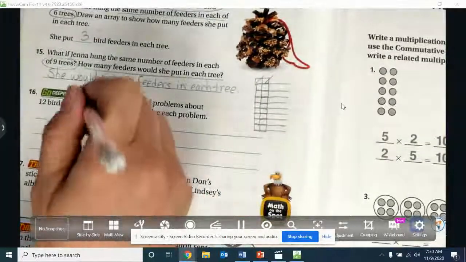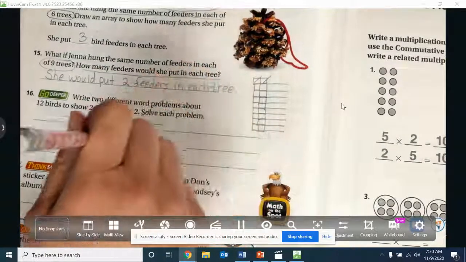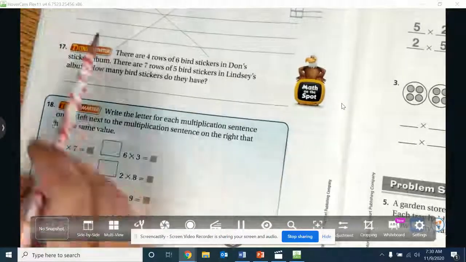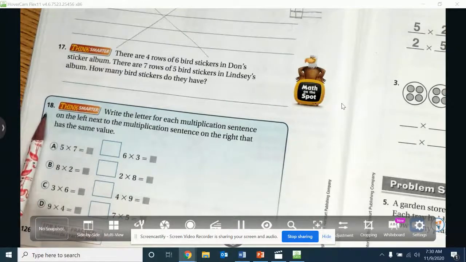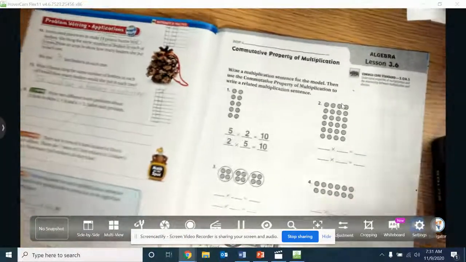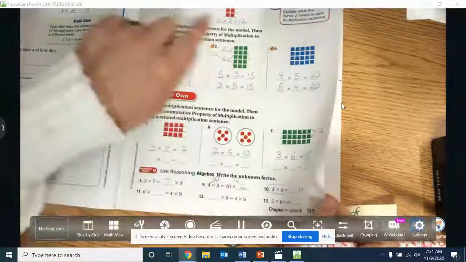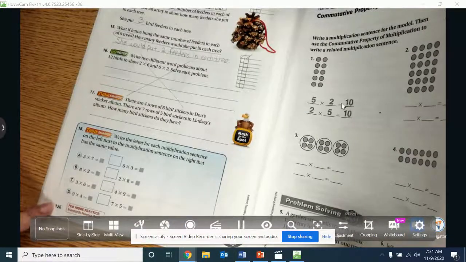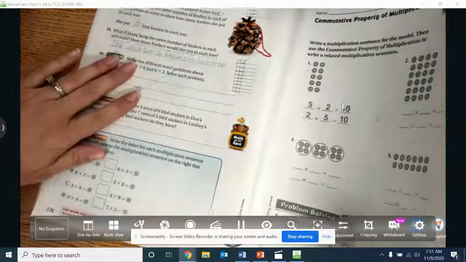You guys don't have to do number 16. So I'm going to have you do number 17 and 18 on your own. Try your best. And I need you guys to take a picture of your work. So we did 3 pages today. I want a picture of page 125 showing me your work. I want a picture of page 126 showing me your work.